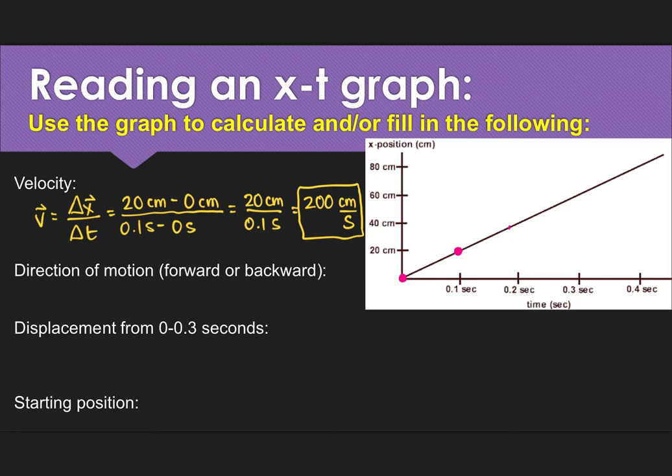Okay, next question, direction of motion, forward or backward. Remember, direction is given by the sign of the slope. Here we have a positive slope. So we are moving forward.